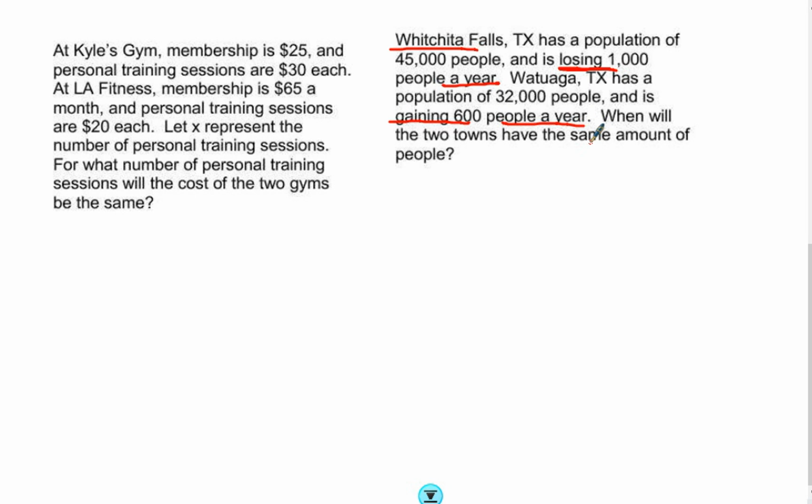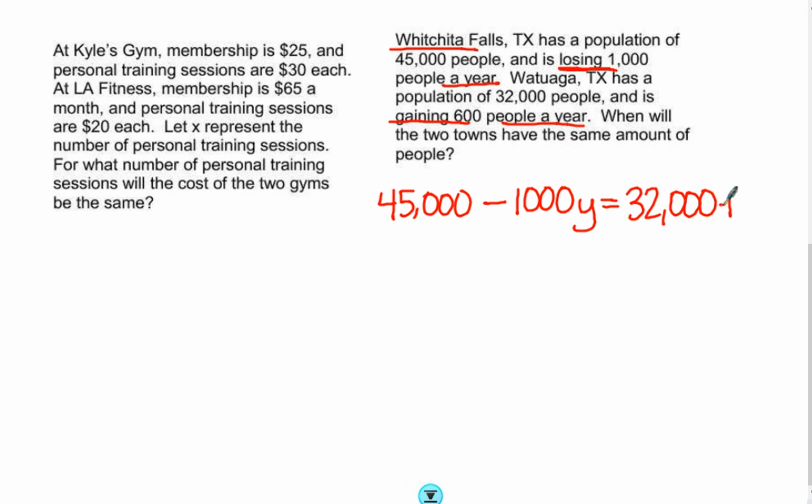So it's kind of a similar question to what we saw in the last one. We're going to do a similar thing where we write an equation for each city and then set them equal to each other to figure out when they will be equal. So for Wichita, we had 45,000 people, and they were losing 1,000 people per year. So we did minus 1,000 per year. And then for Watauga, we have 32,000, and they are gaining 600 people per year.